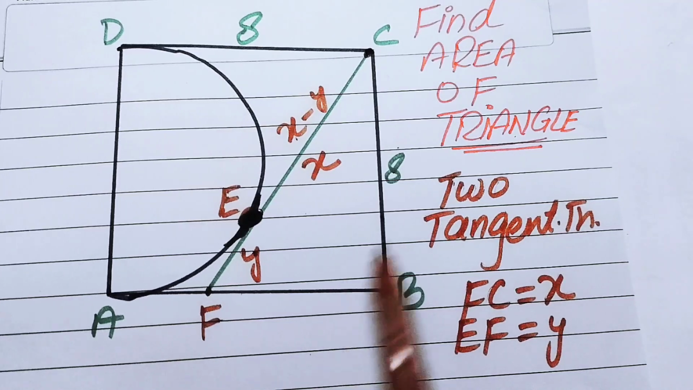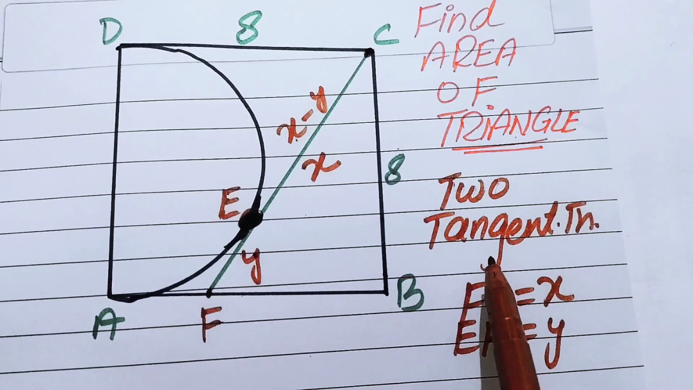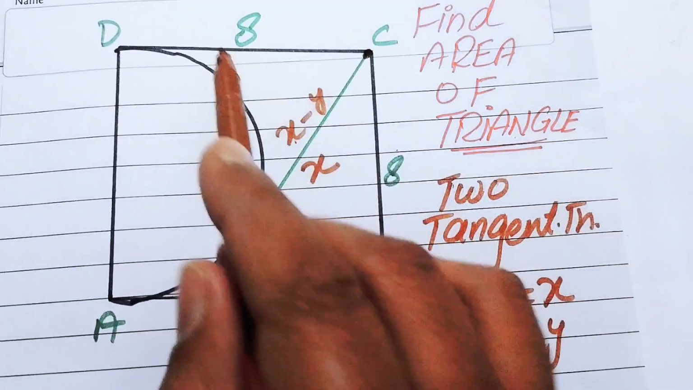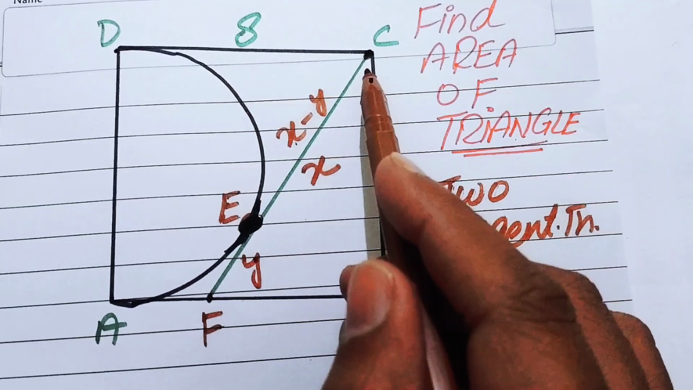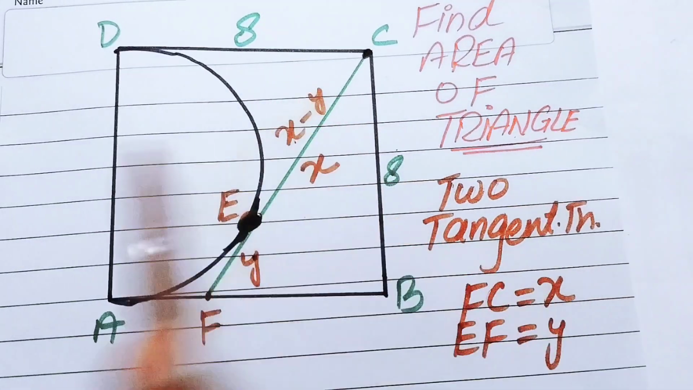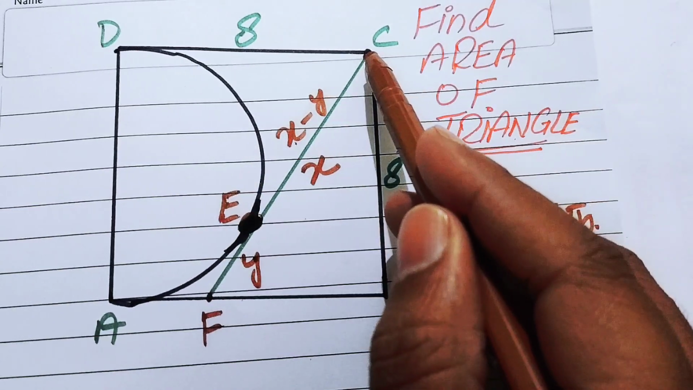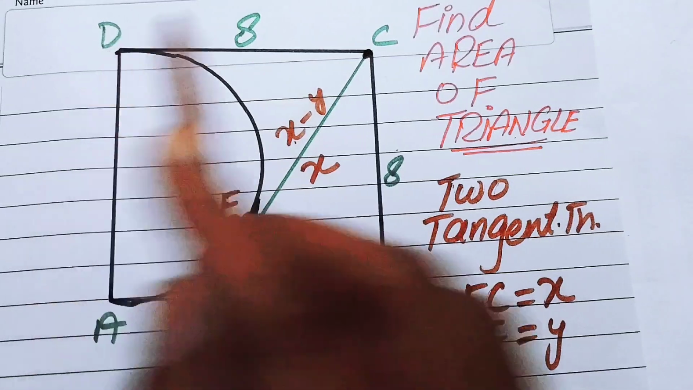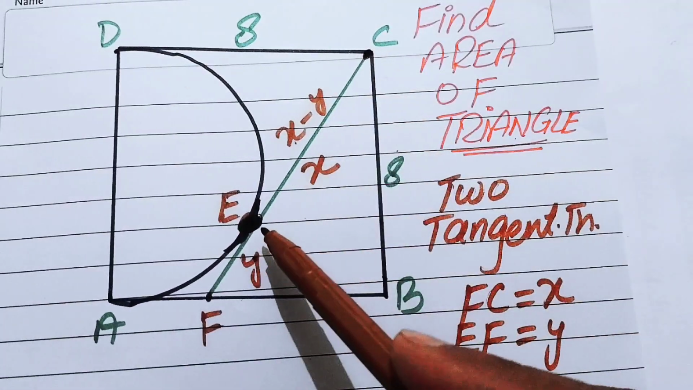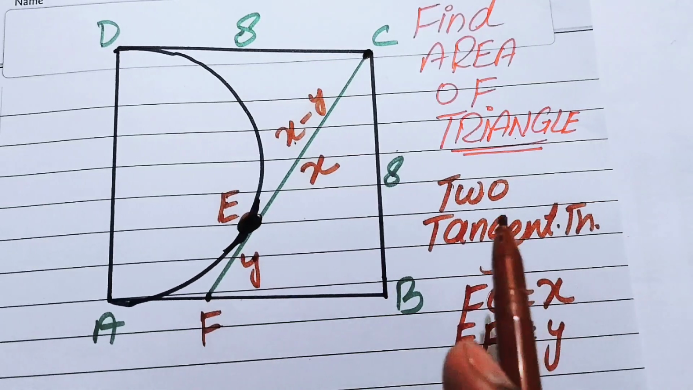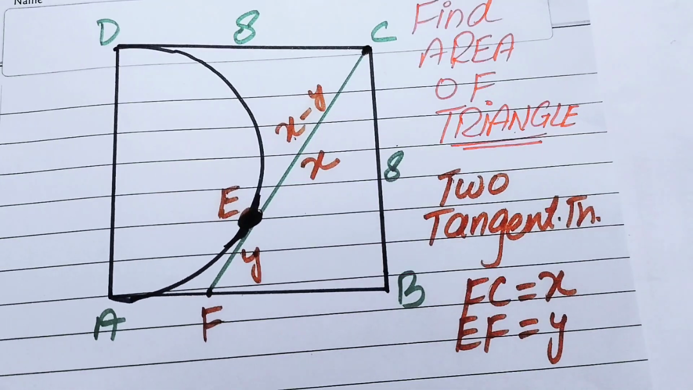Now we use this two tangent theorem, and according to the two tangent theorem, if we draw two tangents from a single point, then the line segments are equal. So we have the point C, from which we have two tangents. One tangent is CD and the other tangent is CE. So the lengths of these two tangents are equal according to the two tangent theorem.